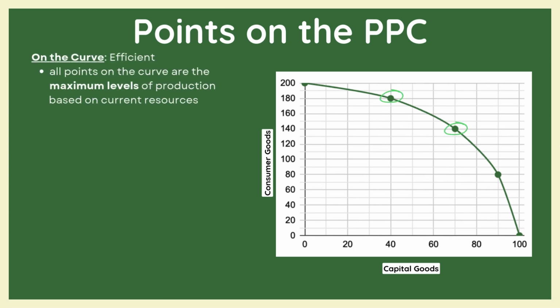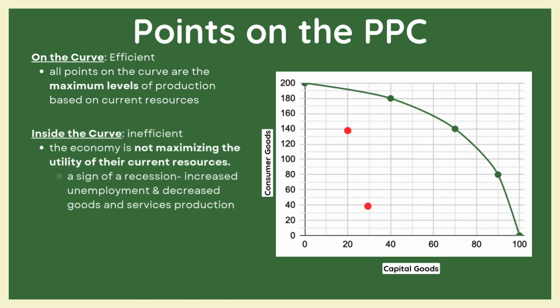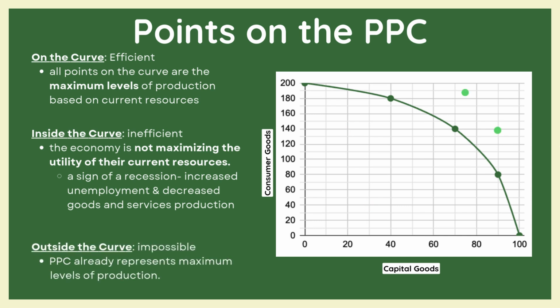First, since all points on the curve are the maximum levels of production based on current resources, any point on the curve is considered productively efficient. Any point of production inside the curve, however, is considered inefficient because the economy is not maximizing the utility of their current resources. This could also be a sign of a recession when increased unemployed workers decrease the production of goods and services. Finally, since the PPC already represents maximum levels of production, all points of production outside the PPC are not possible.